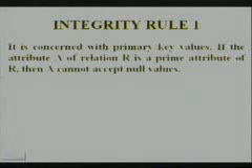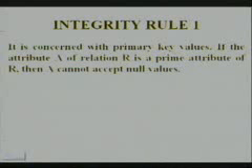Now, what is integrity rule number 1? Look at this slide. It is concerned with the primary key value. You must have some key called primary, which is a unique key. If you know this key, you will be able to retrieve all the information. For example, if you know the student's enrollment number, you will be able to retrieve all information related to the student. Let me read it now: it is concerned with the primary key value.